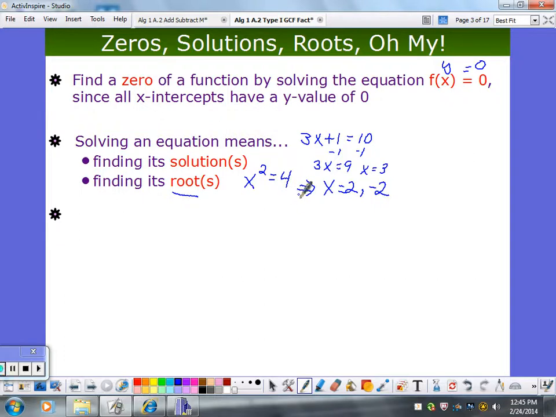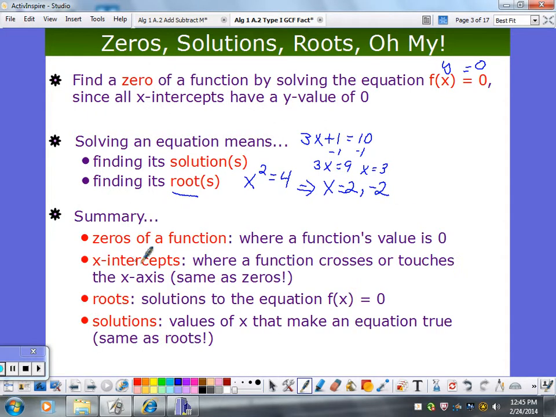We have other roots other than square roots, right? We have cube roots, fourth roots, different kinds of roots. But roots and solutions mean the same thing. And zeros and x-intercepts mean the same thing. So zeros of a function, when you're looking at a picture, are the same as the x-intercepts, so they're kind of equivalent. Roots and solutions are what you get when you solve the equation.